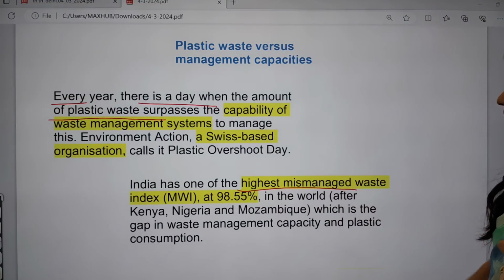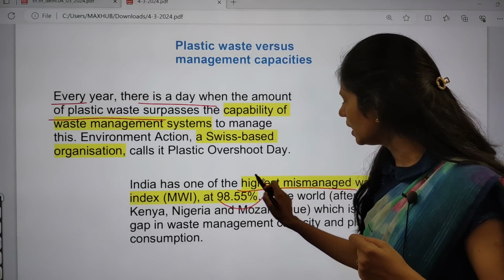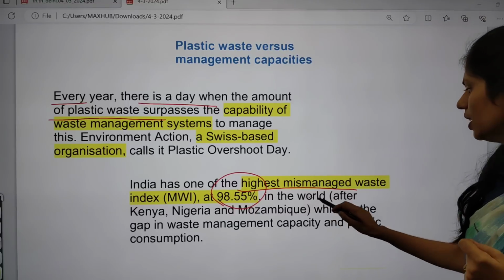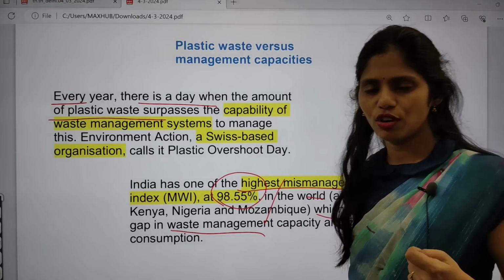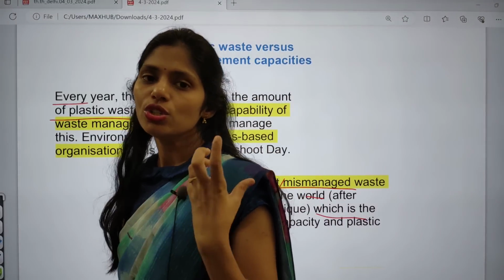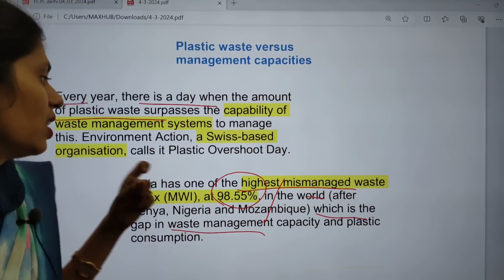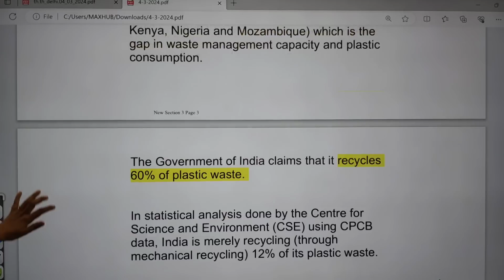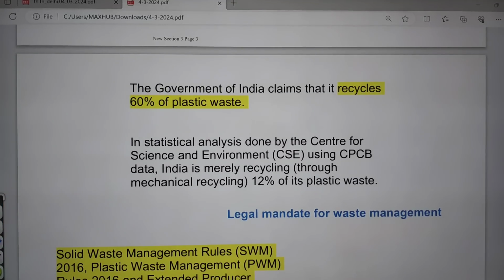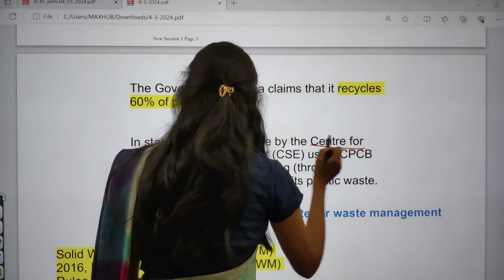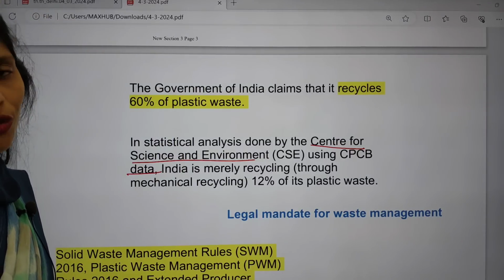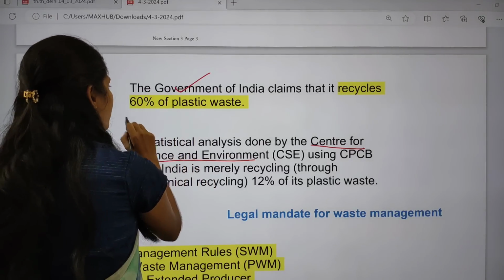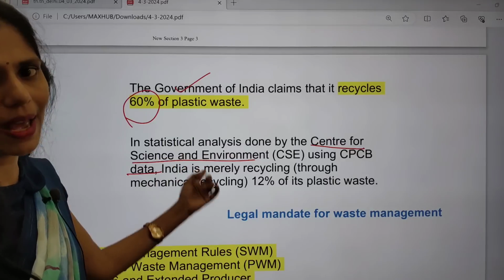And India has one of the highest mismanaged waste indices. It says 98.55% in the world, which is the gap between waste management capacity and plastic consumption. Waste generation is very high compared to waste recycling or management capacity. And even the Government of India claims that it is recycling 60% of waste, but many studies, like the Centre for Science and Environment and CPCB data, say that only 12% of waste is recycled in India. So here also there is a mismatch of data.